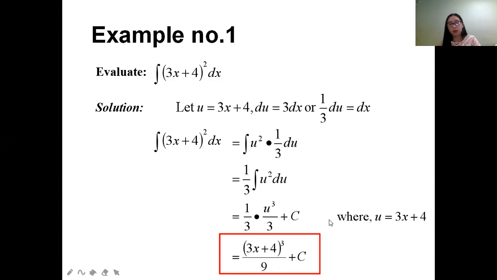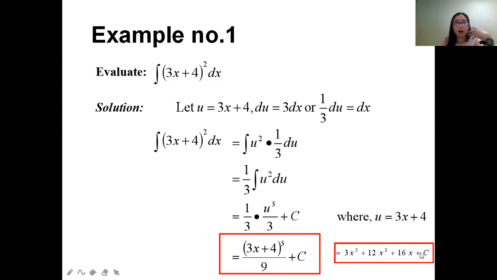So if we are going to perform the operation, kining atong i-simplify kining quantity of 3x plus 4 cubed, the final answer is 3x cubed plus 12x squared plus 16x plus c. So similar with our practice problem earlier. Okay, so pwede na ni ang answer, tapos pwede pod ni. Okay, so simplified na answer.